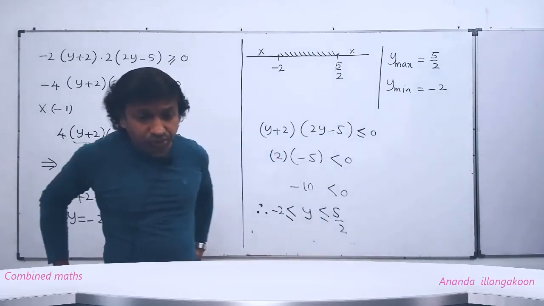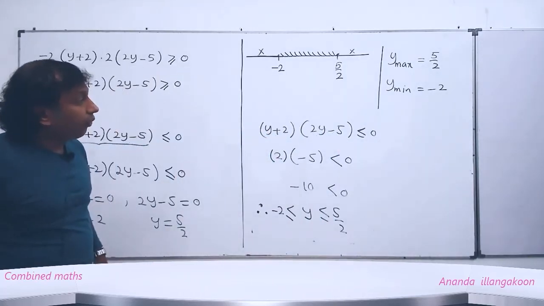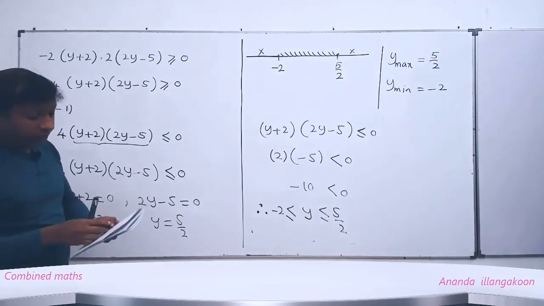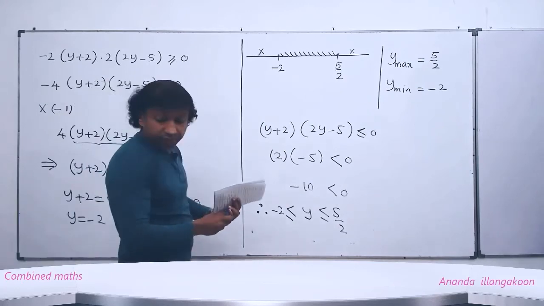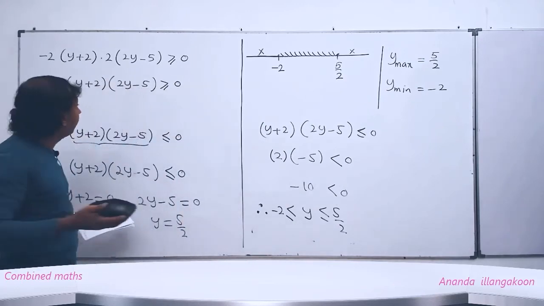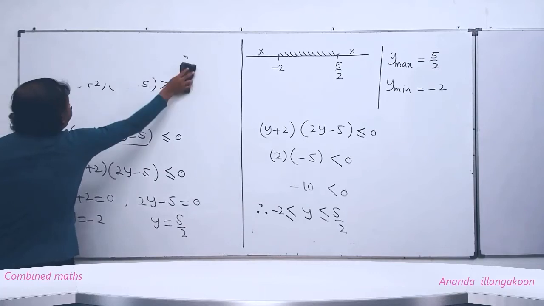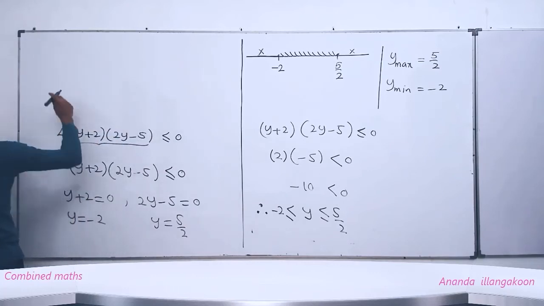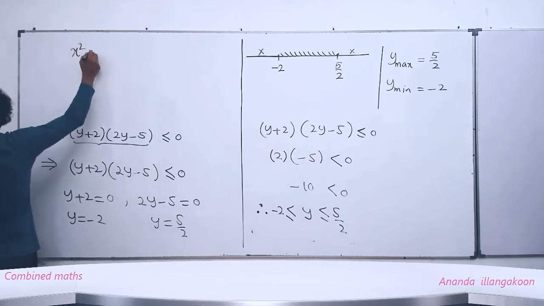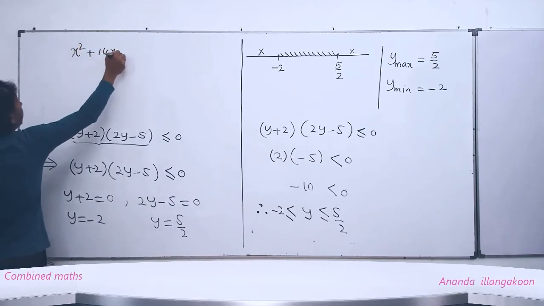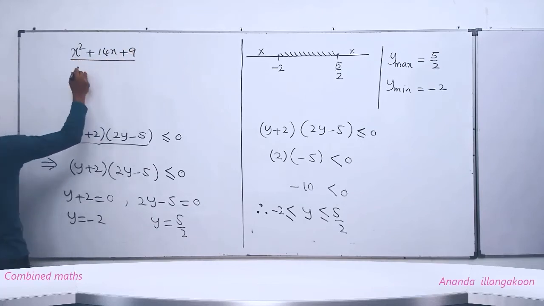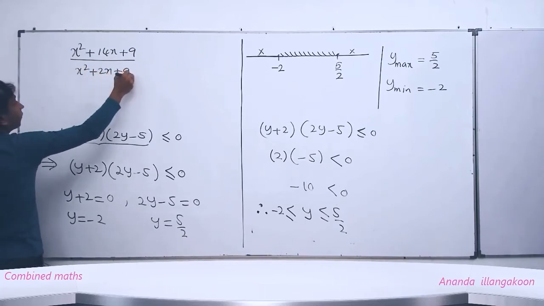Right, people, now what is this y? Can you remember what we took this y as? What is y, people? Y was this: x squared plus 14x plus 9 divided by this. This is y.